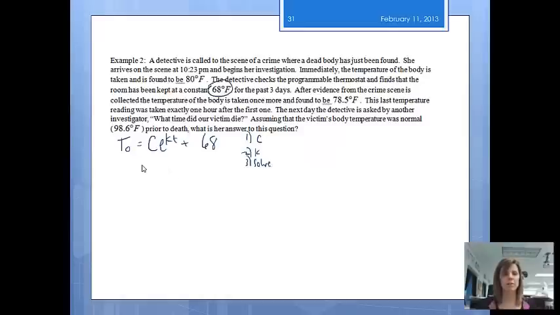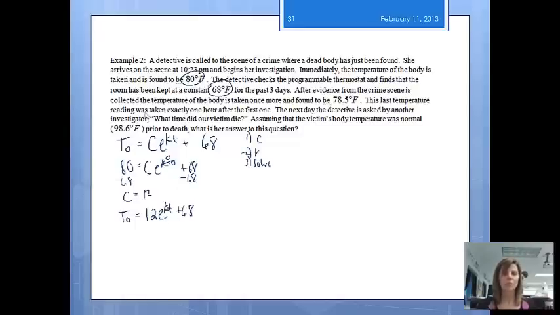All right, so finding C, we know that the temperature of the body when it was found was 80 degrees. So we're going to put 80 equals C e to the K times t, where time equals 0, and that would just be 0. If I subtract 68 from both sides, I have just found that C is equal to 12. And then from here, we now have the temperature of the object is equal to 12 e to the kt plus 68. Okay, next thing I need to do is find K.